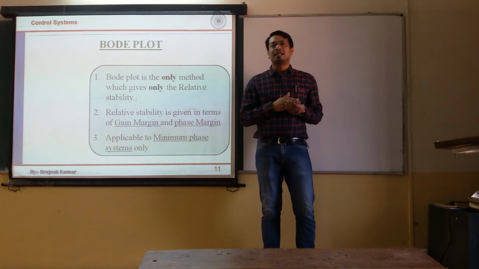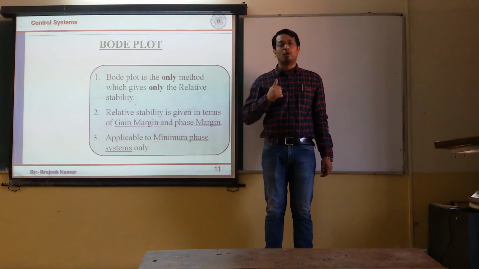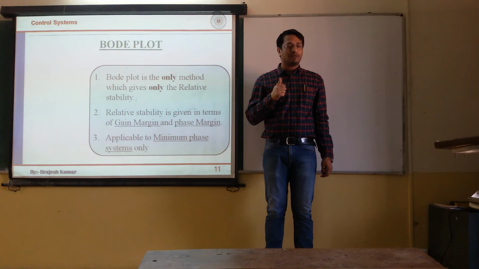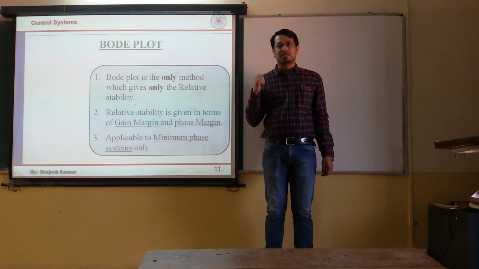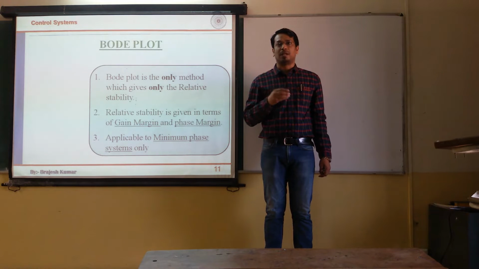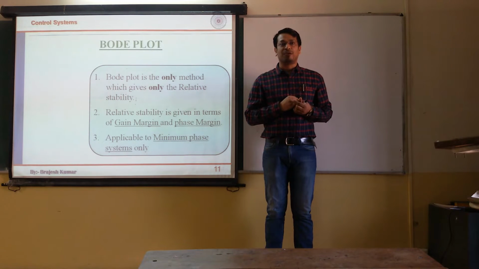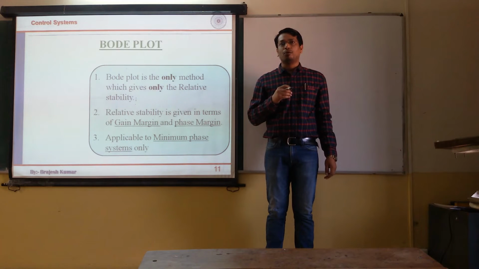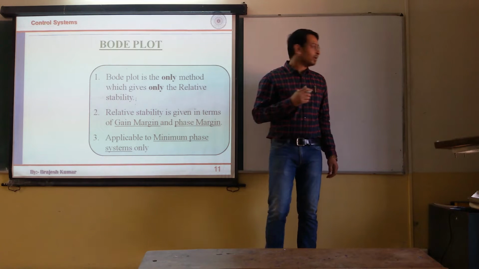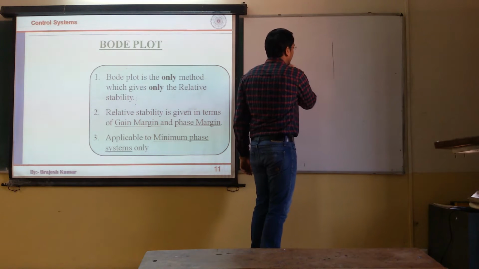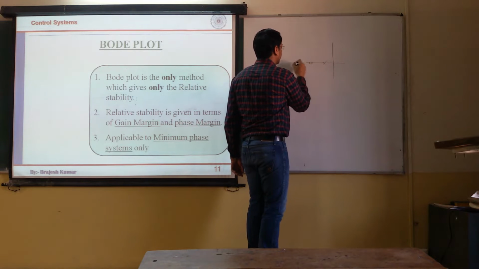Third point is that this particular method of Bode plot is applicable only to minimum phase systems. Minimum phase system is a keyword. In the classes to come, we will read about minimum phase system, all pass system, and maximum phase system. But for the time being, you have to know that minimum phase systems are those systems for which all the poles and zeros of the system lie in the left half of the S-plane.